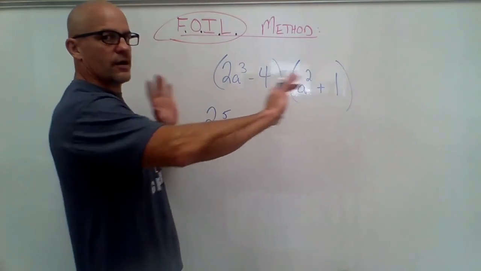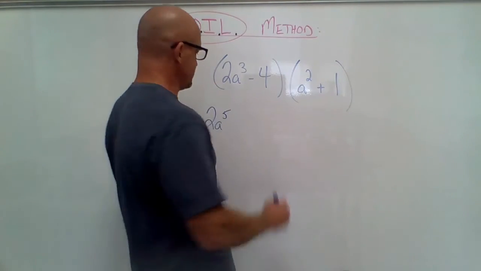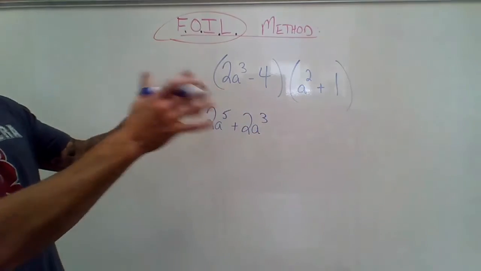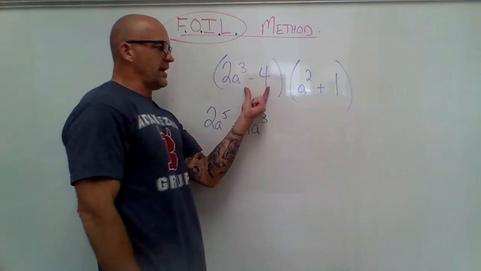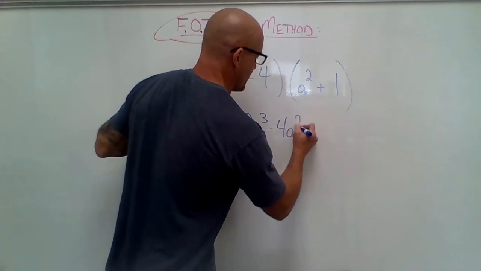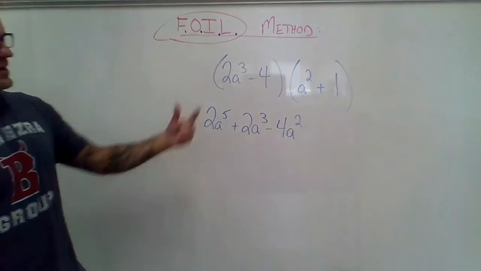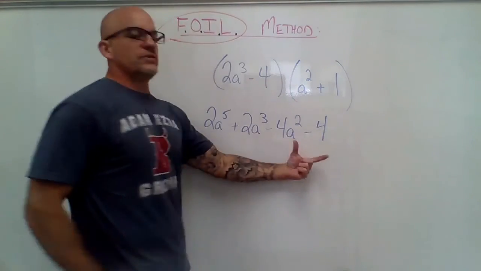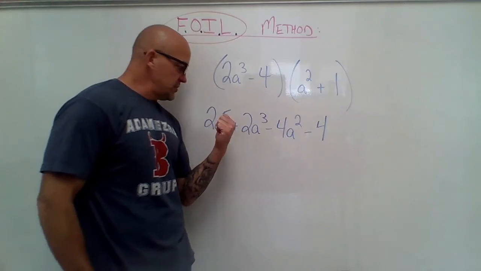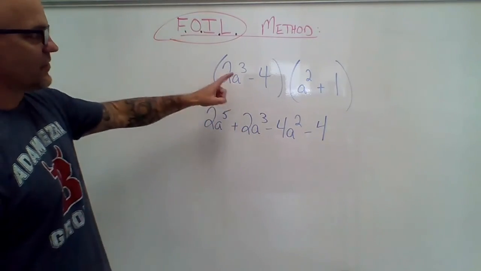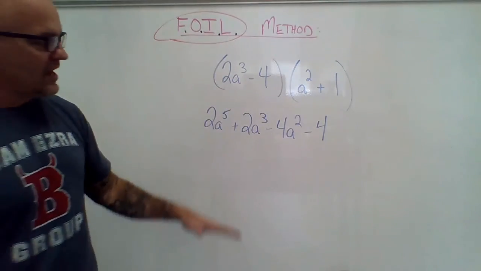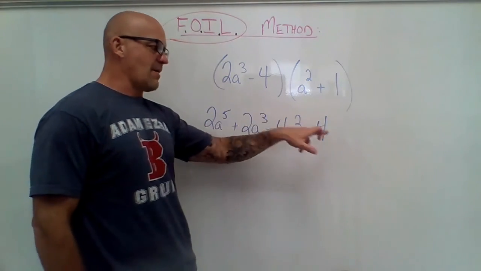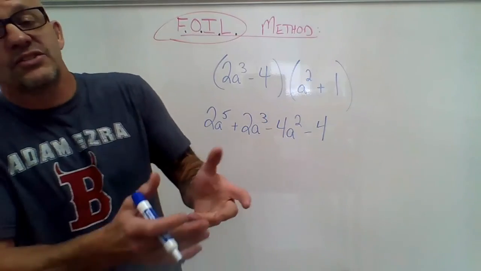Outermost terms, outermost. 2a cubed and 1, well, that's just 2a cubed. Then I'm going to do my innermost terms or inside terms. Negative 4 times a squared is negative 4a squared. And then my last terms are going to be negative 4 times 1, which is indeed just negative 4. After I do this, I have a 4-term polynomial that is to the 5th degree. And because I had different powers with my variables, turns out nothing in here is a like term. I got 5th power, 3rd power, 2nd power, and a constant. None of those can be combined. So actually, less work to do.